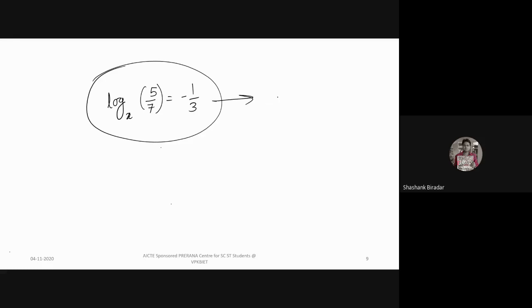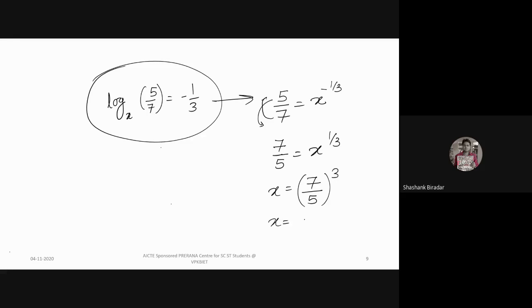What has been asked is log base x of 5 by 7 is minus 1 by 3. For solving this problem, you should know all the rules of logarithms. So this could be written as: 5 by 7 is nothing but x to the power minus 1 by 3. Am I right? If I reverse the numerator and denominator, the minus sign will disappear. So 7 by 5 is equal to x raised to 1 by 3. So x is nothing but (7 by 5) cube. Am I right? So x is equal to, what is the cube of 7?